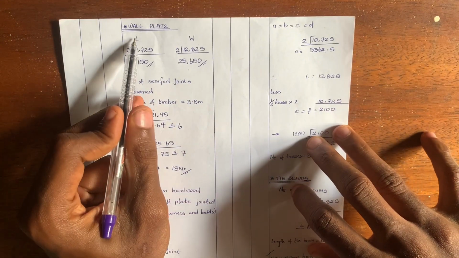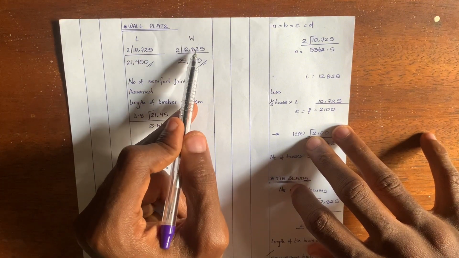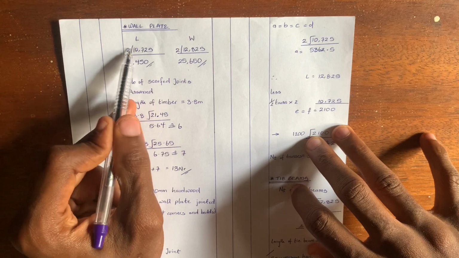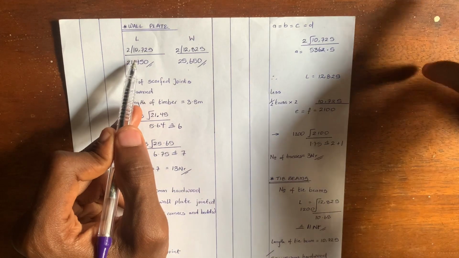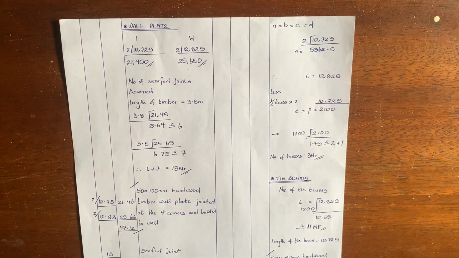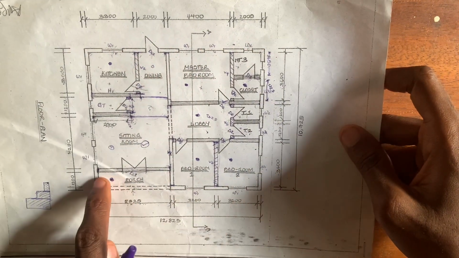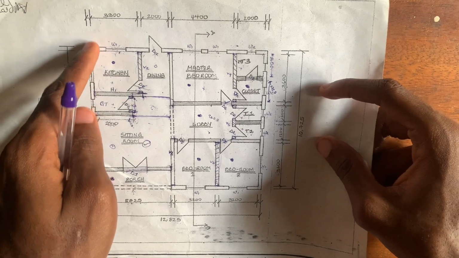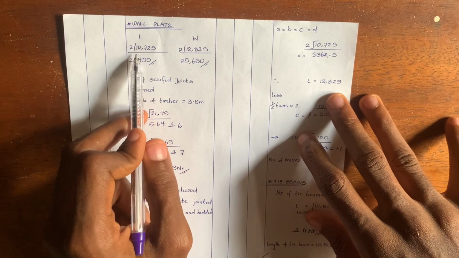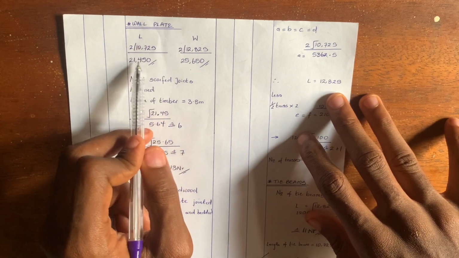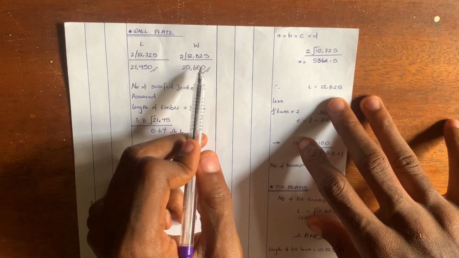Now the length, like I said, is 10,725. The width is 12,825. We are going to be timesing it by 2 because the wall plate will be found on the 2 lengths and on the 2 widths. Meaning, if this is the length, the wall plate will be found here and here. If this is the width, the wall plate will be found here and here. Now when you times it together, the total length of the wall plate will be 21,450, and the total width of the wall plate will be 25,650.